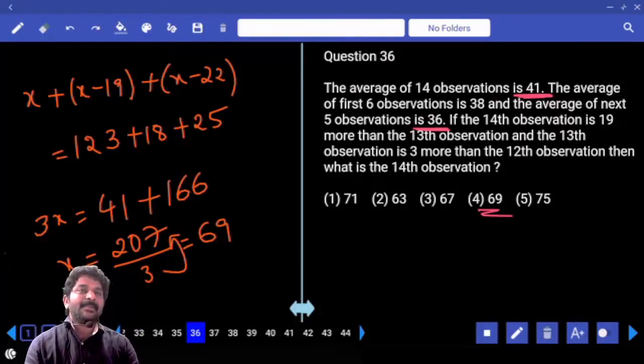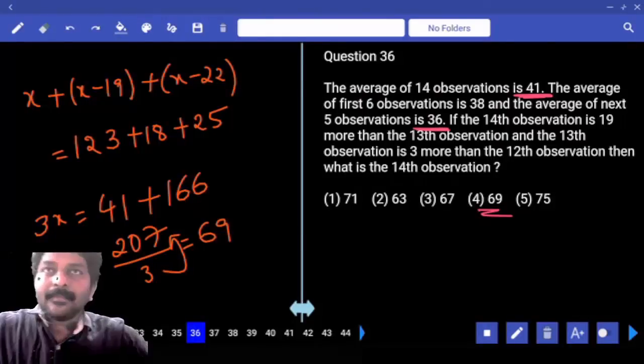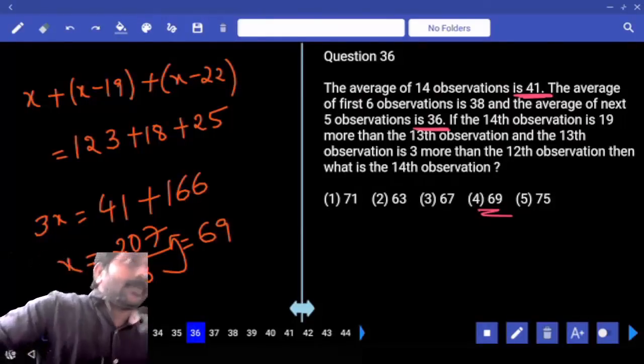3 into which number ends with 7? 3 nines are 27. Over.